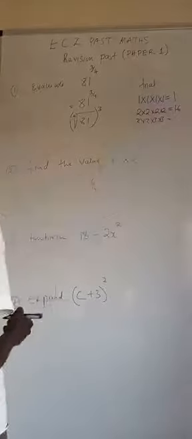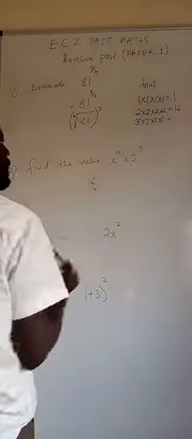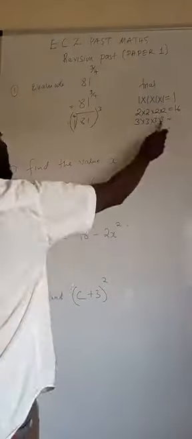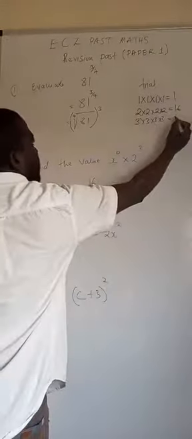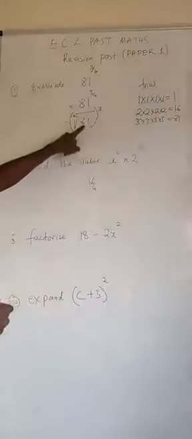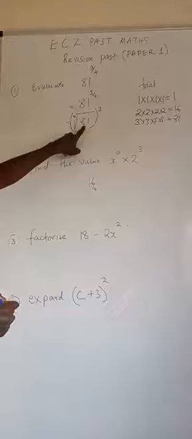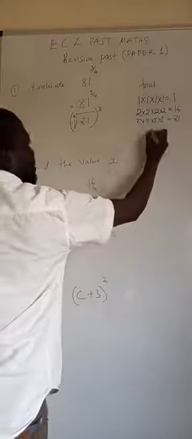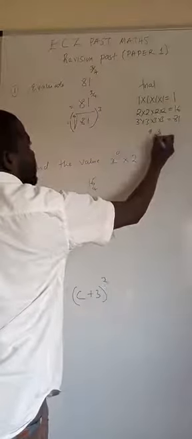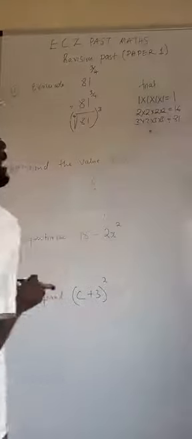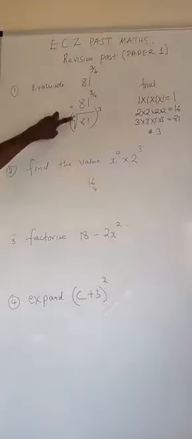3 times 3, 9. 9 times 3, 27. 27 times 3, 81. Is 81 in here? Yes. So it means the trial number that I used here is actually 3. 3 is the one that was giving me 81. I tried it 4 times.